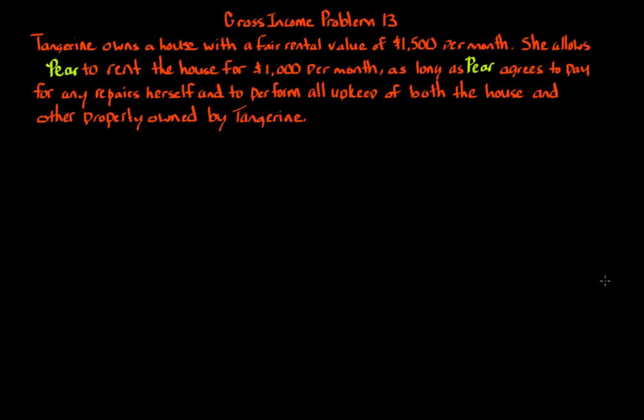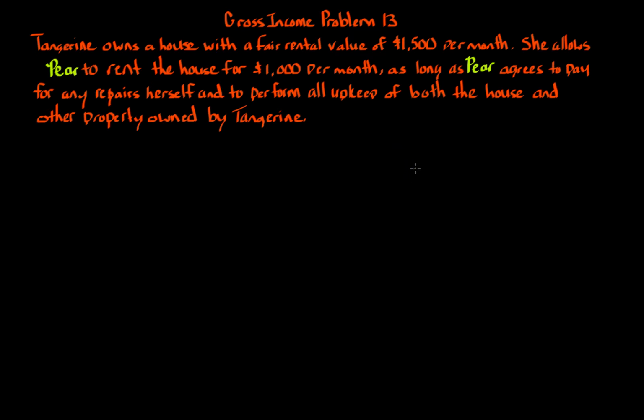Hello. In this video, we'll continue with our gross income problem set, and we're looking at problem 13. Tangerine owns many houses, and Tangerine rents out these houses. Now, there's one house that Tangerine specifically owns, which has a fair rental value of $1,500 per month.